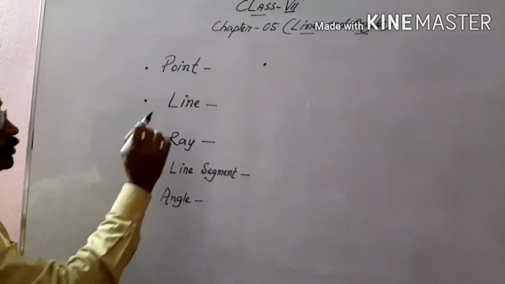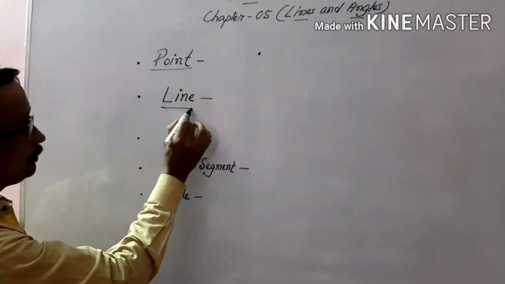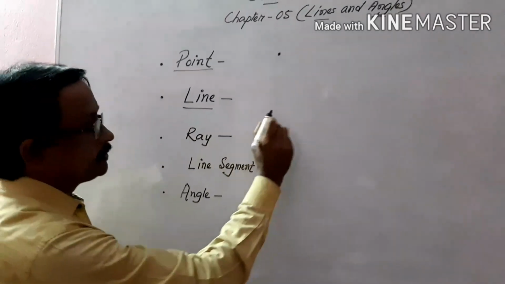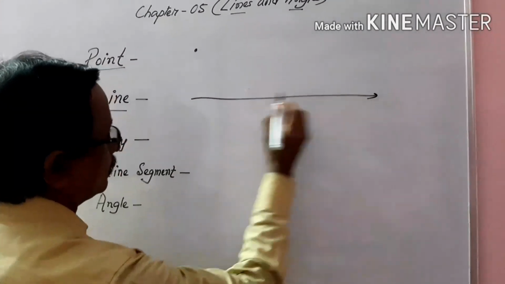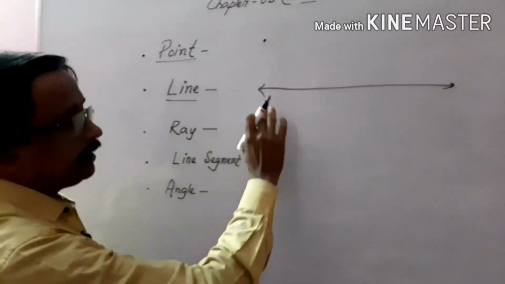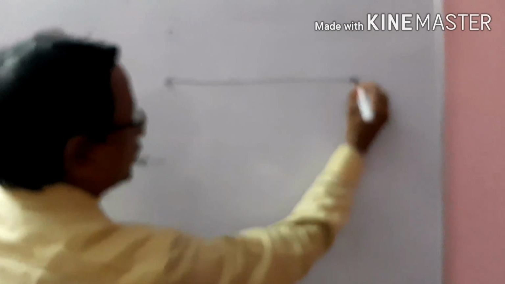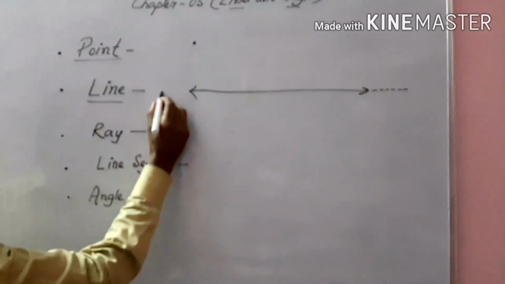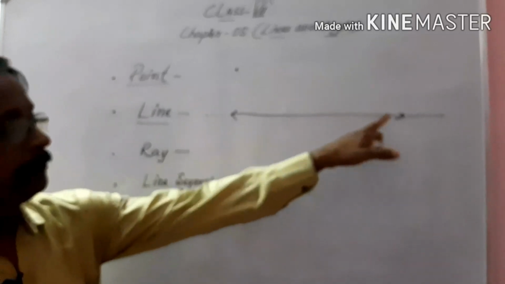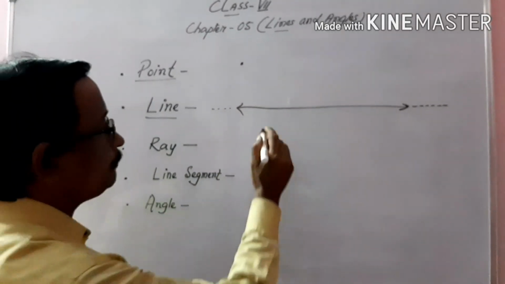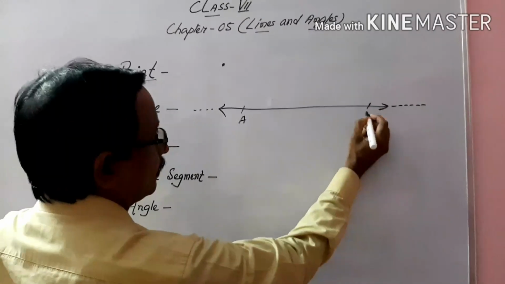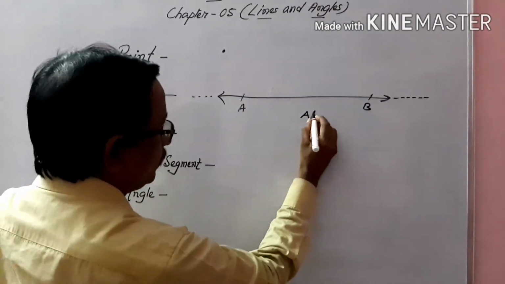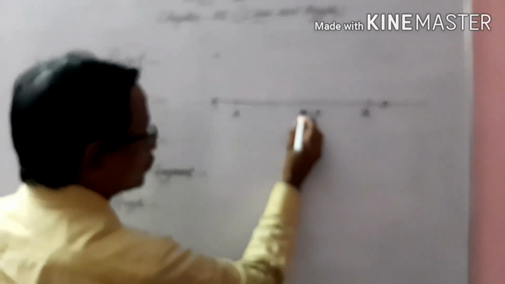Point is over. Next comes line. So how to define a line? I am drawing a line. Where an arrow sign is given, it means we can extend this as required, and the same on this side also. So that means a line has no endpoints. We can name this one, say AB is a line, and we write AB with an arrow sign on top to show it as a line.